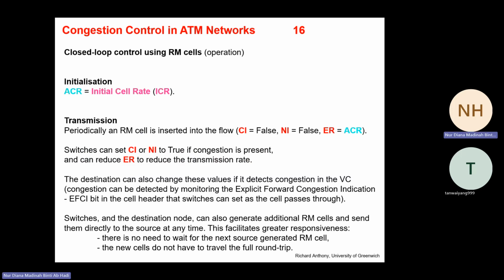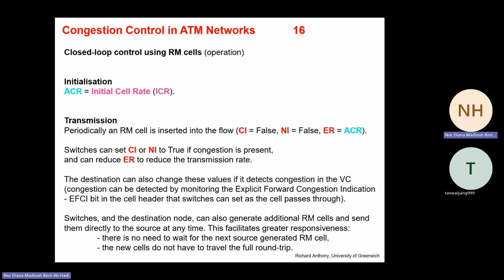So closed loop control using RM cells is an operation where we start with initialization using the initial cell rate. Then the transmission: periodically an RM cell is inserted inside the flow, where you will have these three: CI equal to false, NI equal to false, ER equal to ACR. Usually the switches can set CI or NI to true if they find there is congestion, and they can reduce the ER to reduce the transmission rate.